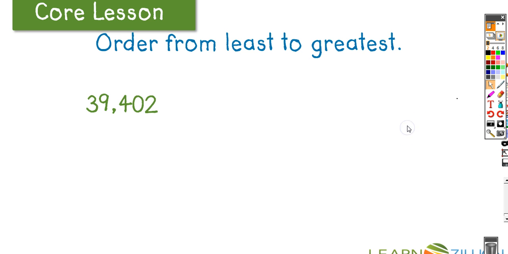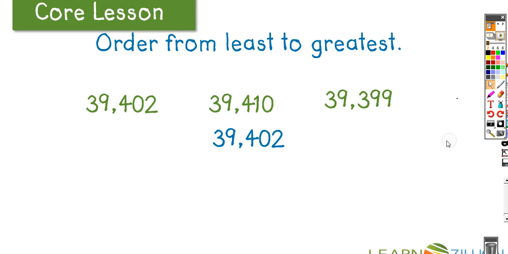So let's look at some numbers. 39,402, 39,410, 39,399. We're going to put them in order from least to greatest. If we take our numbers and we stack them on top of each other, remember I told you we were going to take the way the place value chart. That's what we've done. So now we just stack them.